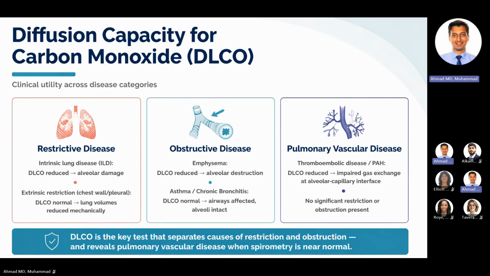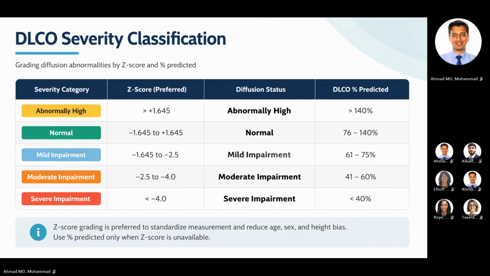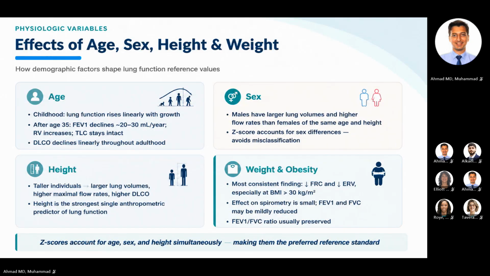Also of note, these individuals sometimes can have advanced COPD wherein they have fairly normal lung function but an isolated decrease in diffusion capacity. How does one categorize diffusion capacity based on severity when the Z-scores are not available? Mild impairment is between 61 to 75% of predicted, moderate between 41 to 60%, and severe less than 40%.